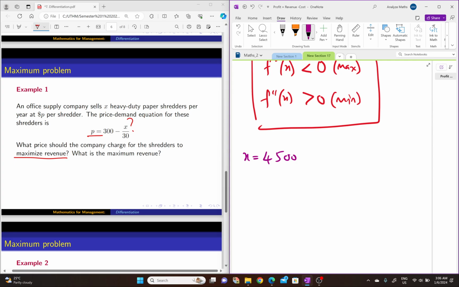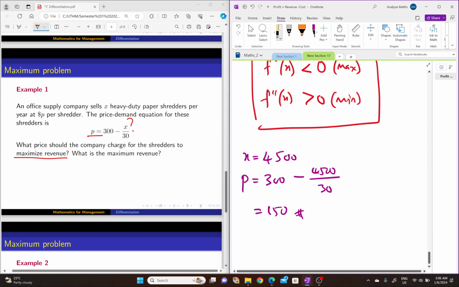What price should the company charge? What is the formula for price? P equals 300 minus x over 15. For the x you replace 4,500, so you will get 150. This is the answer for P, the price. The price is in dollars, so we can write 150.